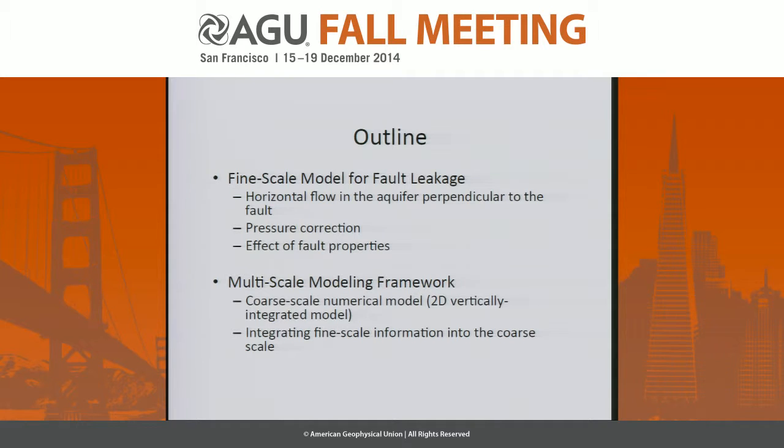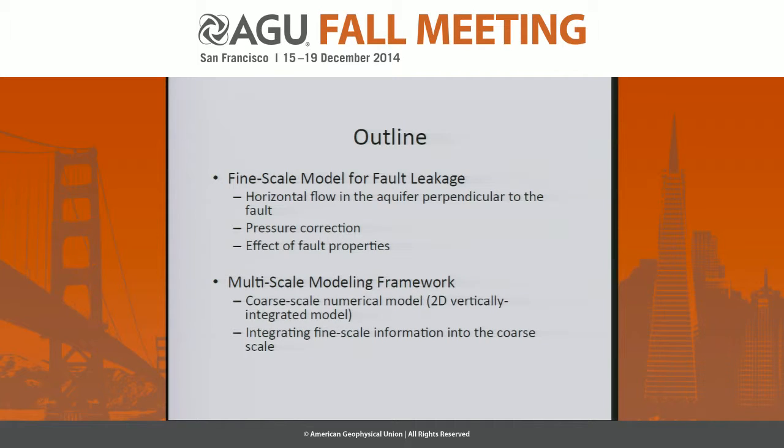First, I'll talk about the core-scale numerical model. In this case, I'm thinking about a 2D vertically integrated model, and how to integrate some of the fine scale information into the core scale. I just want to make a quick note about what scales I'm thinking about.